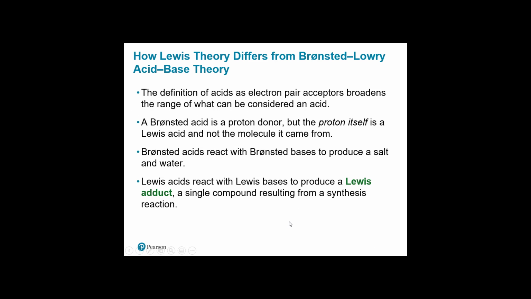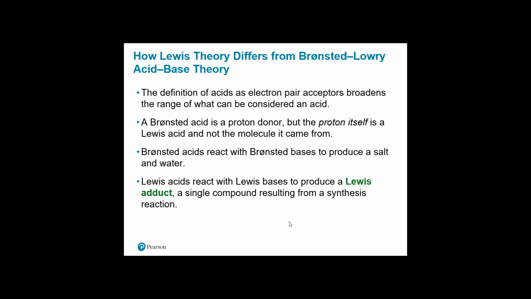Okay, so the definition of acids as electron pair acceptors broadens the range of what can be considered an acid. This is why this is here, because Bronsted-Lowry follows a proton where it starts and where it ends, and this can now expand with acids that don't have protons. A Bronsted acid is a proton donor, but the proton itself is a Lewis acid and not the molecule it came from. So we only look at the H itself and not the molecule it was attached to. Bronsted acids react with Bronsted bases to produce a salt and water.